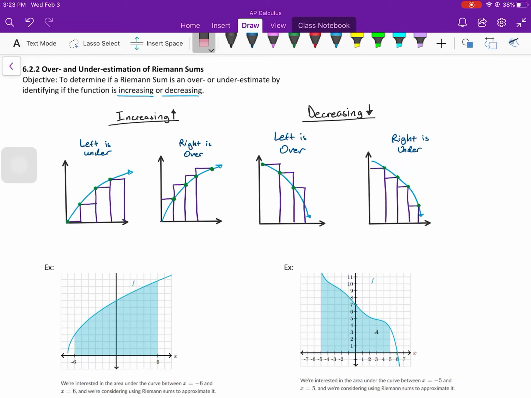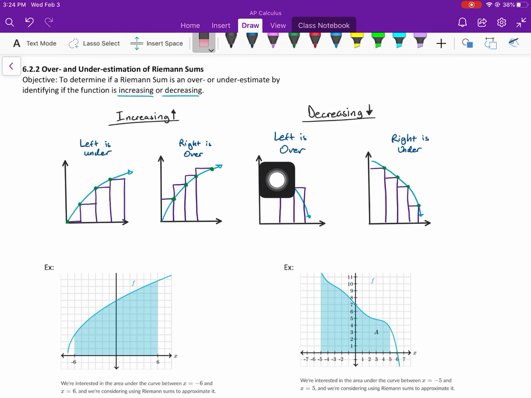All right, so looking at an over or under estimation of Riemann sum. So I'm going to go right to it. It depends upon if your function's increasing or decreasing. So if it's an increasing function, when we draw a left sum, that means that these segments are touching on the left side. You'll see this underneath the curve, so it's an underestimate. While a right sum, you can see when our segments are touching on the right side of the curve, it's above the curve, so it's an overestimate.